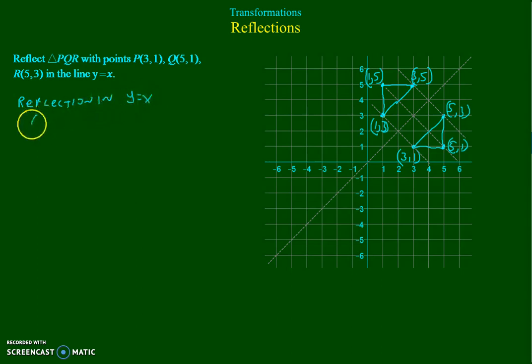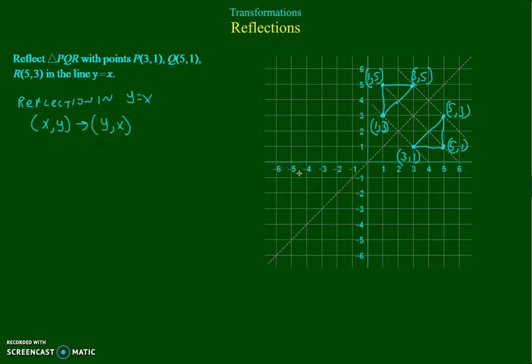And what happened was x, y went to y, x. So the y became the x and the x became the y. So they just swapped places.